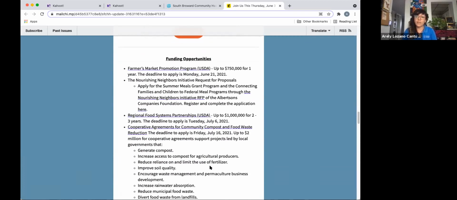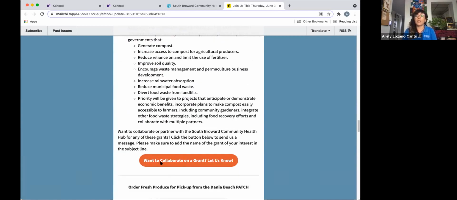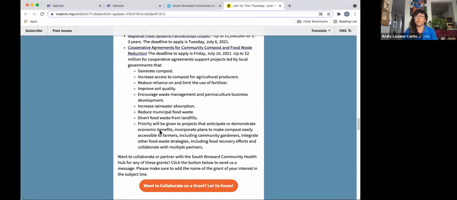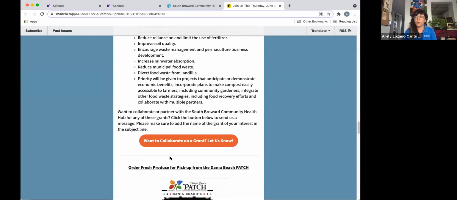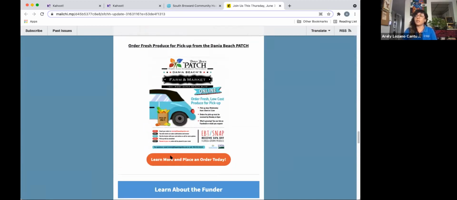There are several funding opportunities, a lot of them USDA grants. You can find the links and information right here. If you would like to let us know, hey, we want to work with you on this, or we are working on a grant right now, there are always options to collaborate on other grants. So if you're interested, please let me know. And then last but not least, the patch has their pickup boxes.